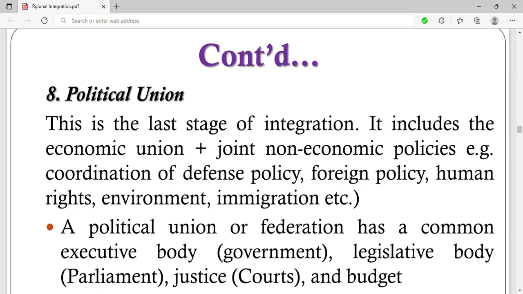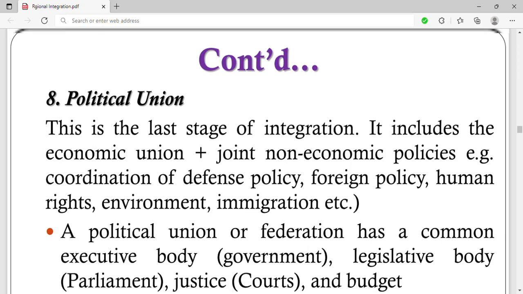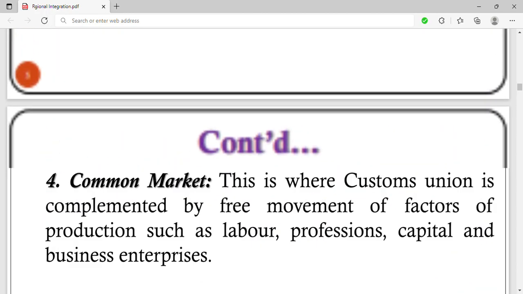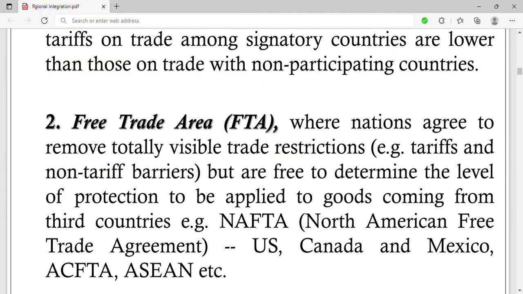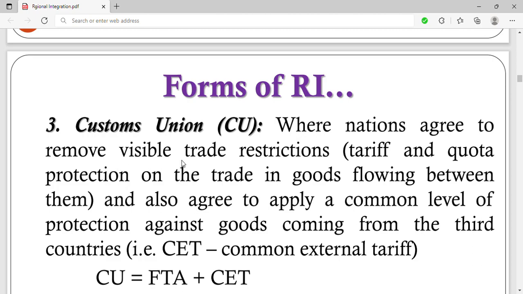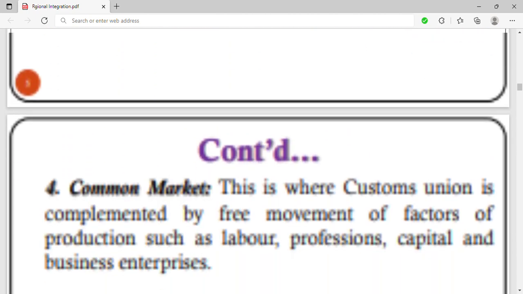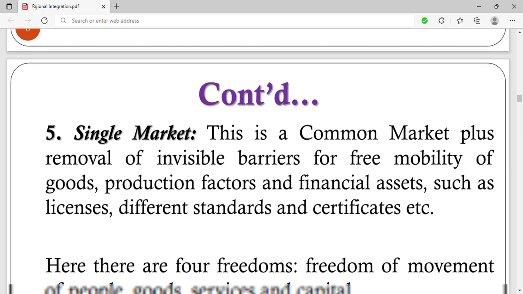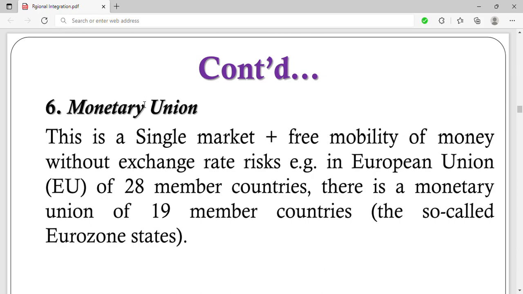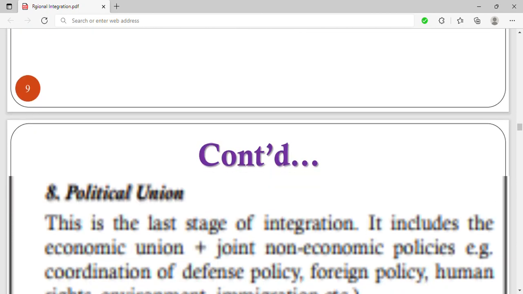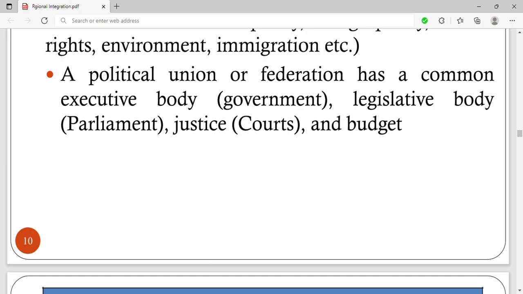So if they ask for the economic integration process, you use the forms of regional integration to explain the process. And we start with the preferential trade agreement. It is the first step. After preferential trade agreement, we go to free trade area. After free trade area, we go to customs union. From customs union, the following step is common market. After common market, we go to single market. After single market, we go to monetary union. After monetary union, we go to economic union. And then lastly, we go to political union. So it's the regional integration process.